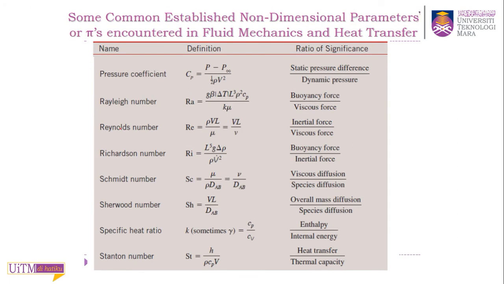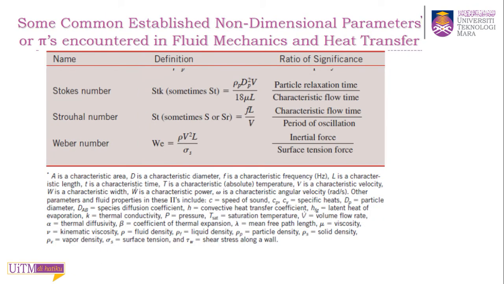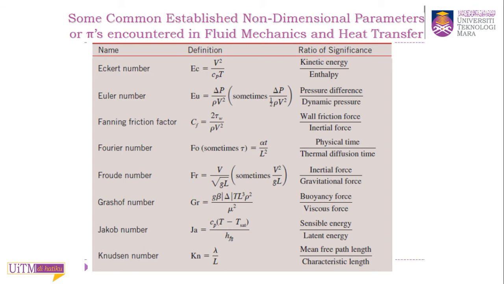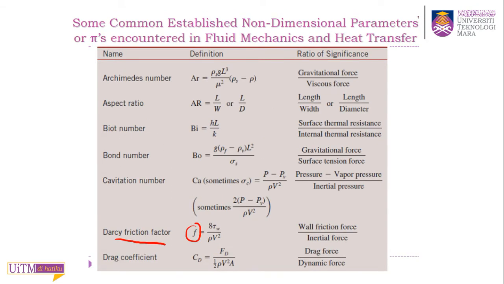Reynolds number. So this Reynolds number, in the previous chapter 4, we found this Reynolds number is dimensionless. And so there are a lot of common established non-dimensional parameters, mostly named after the person that introduced that parameter. Reynolds number, okay.